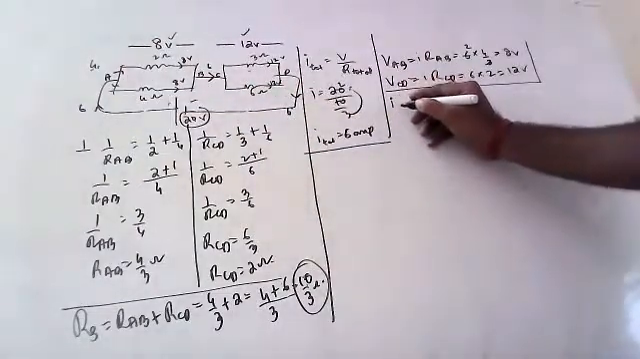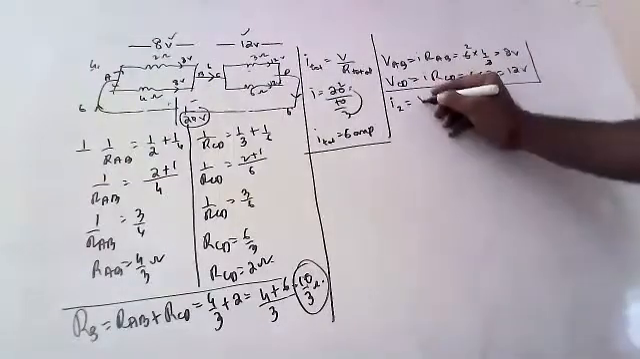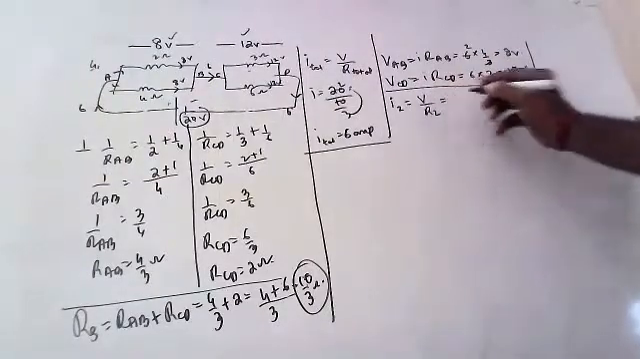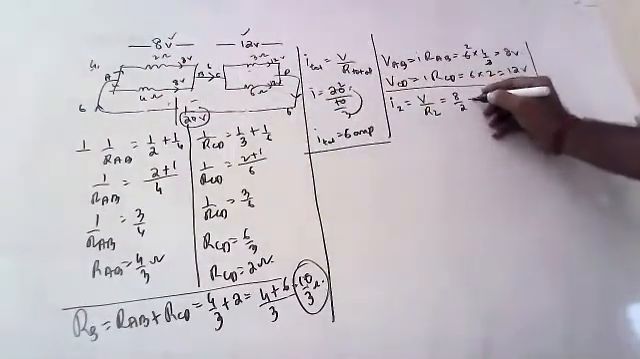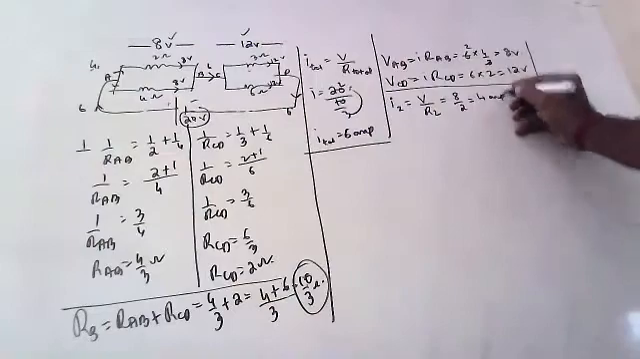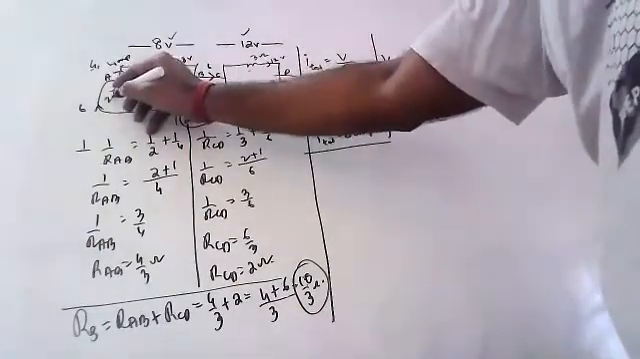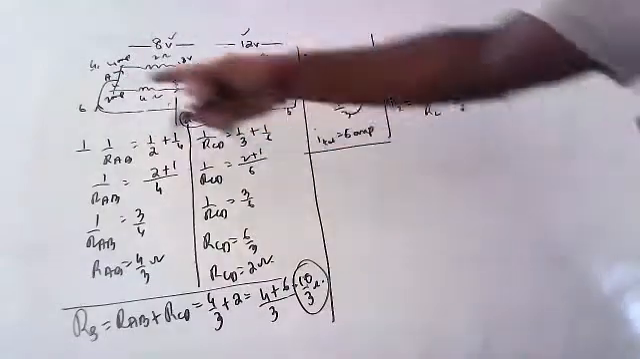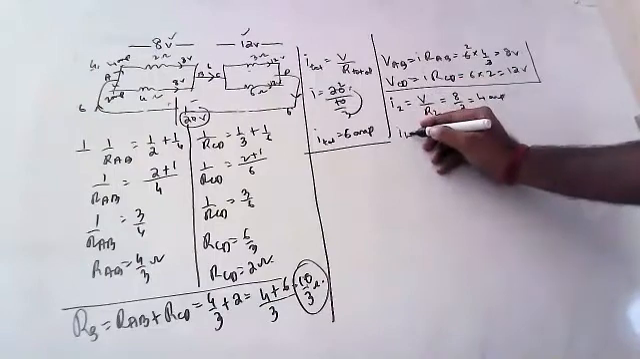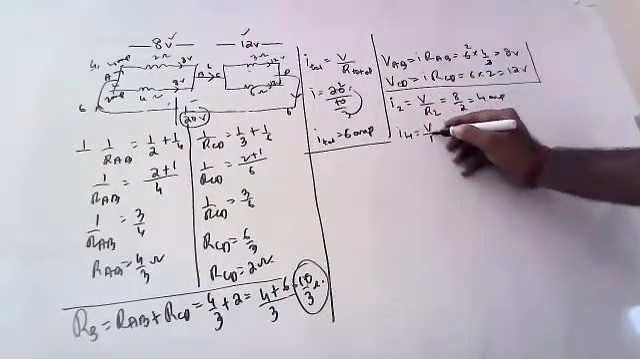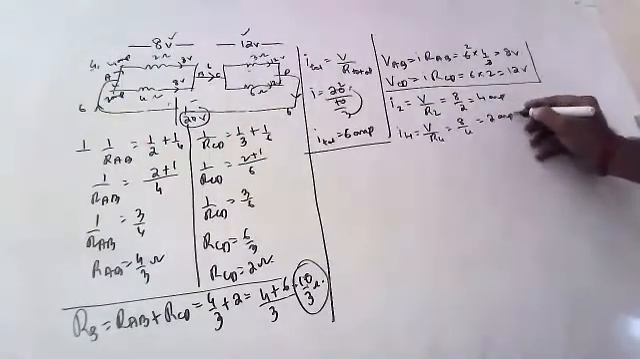Children, how will we find I2? By V by R2, because in parallel the potential is constant. 8 by 2 means 4 amperes. Out of 6 amperes, 4 amperes is going up, so automatically 2 amperes is coming down. 6 amperes divides as 4 and 2. Those who have doubt, you can check. I4 is equal to V by R4, 8 by 4, 2 amperes.